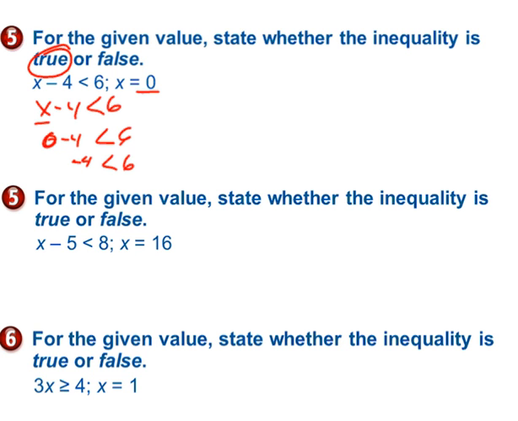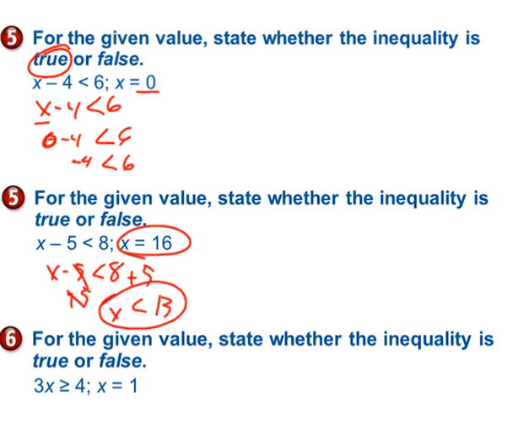Working on to the next one, for the given value, state whether the inequality is true or false. I'm going to do this one a little bit differently here. I'm going to say x minus 5 is less than 8. I'm going to add 5 to both sides. This leaves me x must be less than 8 plus 5 is 13. Is 16 less than 13? It is not, so the given statement is false.